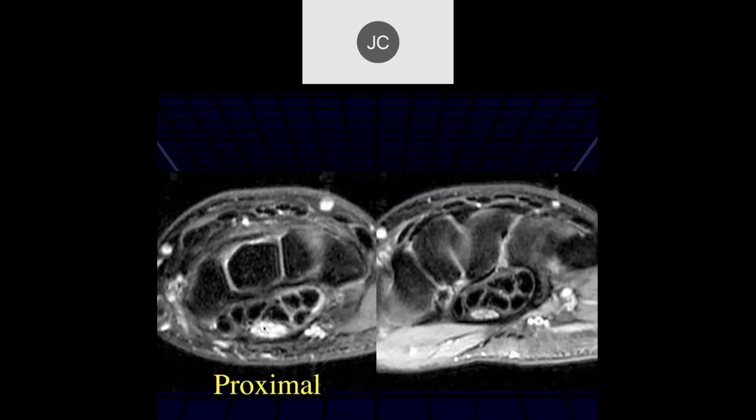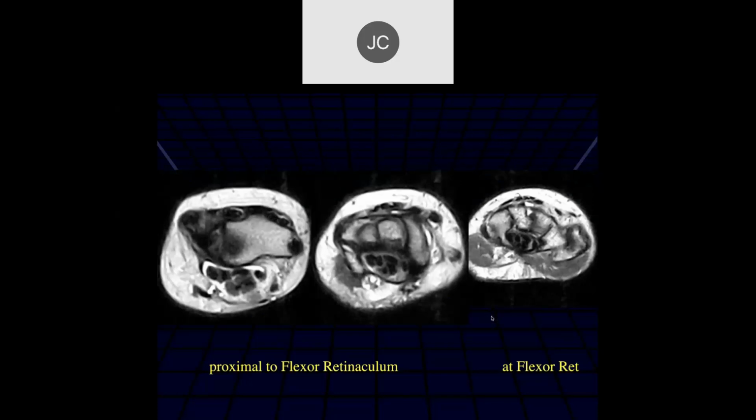And then here we can see proximal large nerve, which looks edematous, and the flexor retinaculum is more normal size and not so edematous. And this is, again, edema within the nerve.